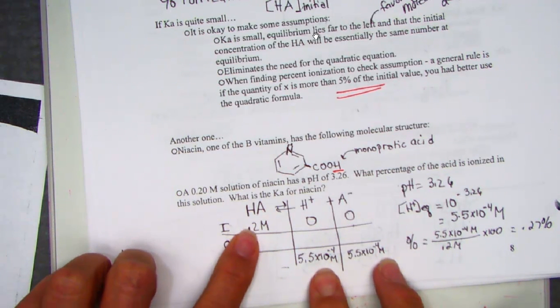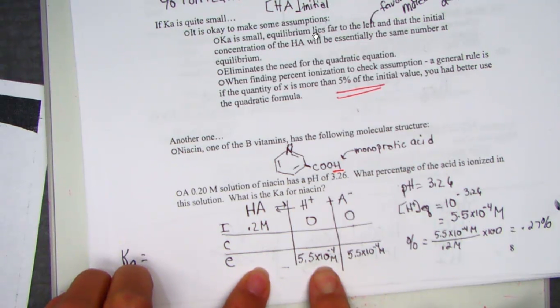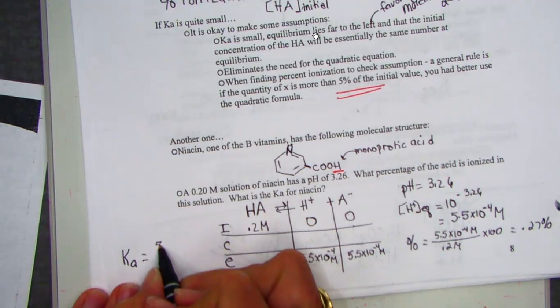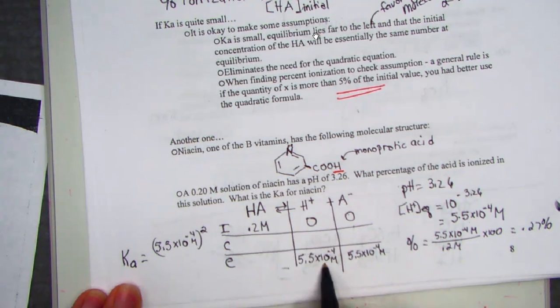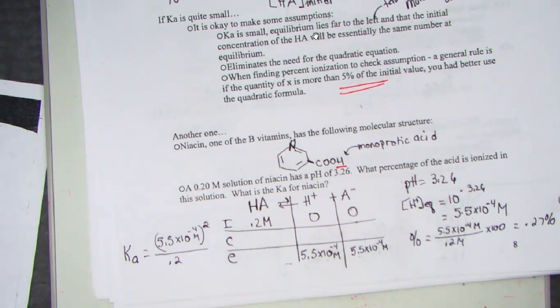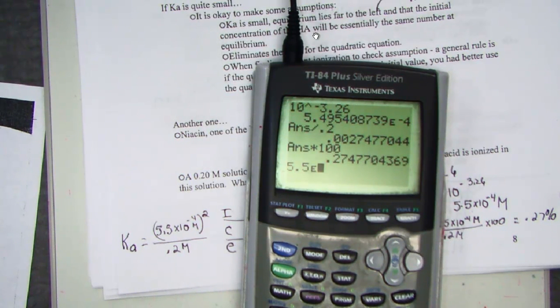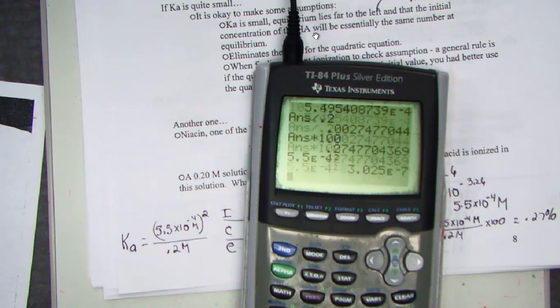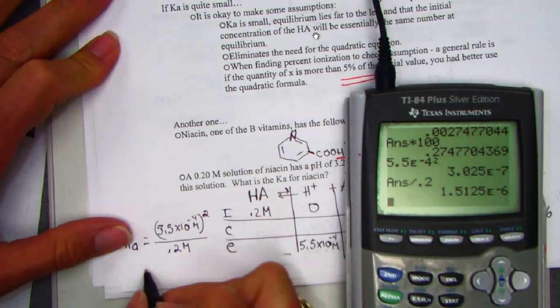Products over reactants. We recognize that subtracting such a small number from the 0.2 does not significantly change that value. It's not worth doing. Products over reactants: 5.5 times 10 to the -4th, squared on top because those are the same value, divided by the original molecular concentration of 0.2. Let's find the Ka for niacin. We hit 5.5 times 10 to the -4th squared divided by 0.2, and I find on my calculator 1.51 times 10 to the -6th, the Ka for niacin.